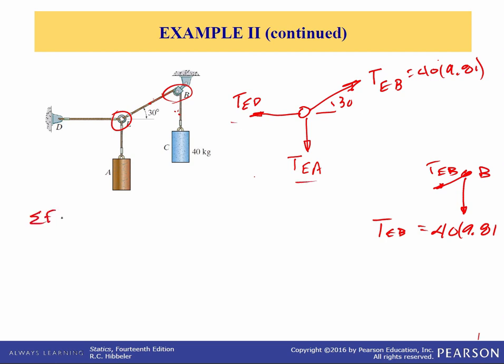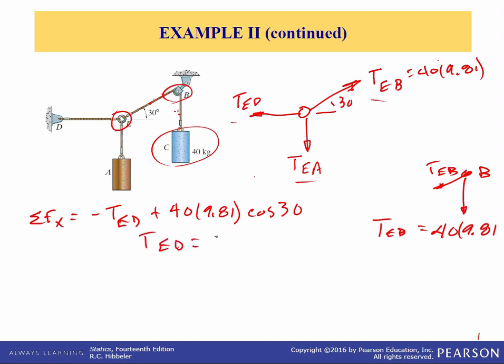So let's sum forces in the X direction first. So TED, that's in the negative X direction. TEA doesn't have a force in the X direction. TEB does, and it's positive, so this will be plus 40 times 9.81, that's the weight of this cylinder, times the cosine of 30. So from that, you can solve for TED, and that's equal to 340 newtons. It came out positive, so that means it is indeed directed to the left.